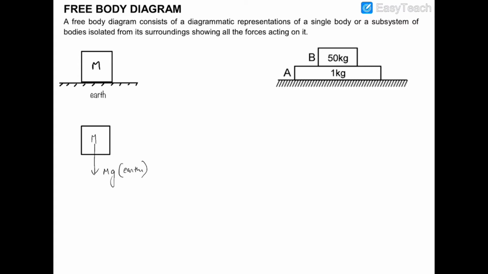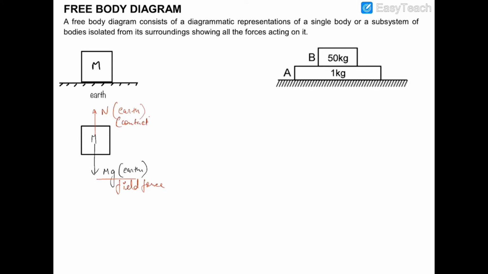Now, if mg is acting on this block but the block is at rest, it is due to the fact that a normal reaction is acting on the block in the upward direction, and this normal reaction is also being applied by this earth. But there is a difference: mg is a field force, I'm writing here field force, and this is a contact force.